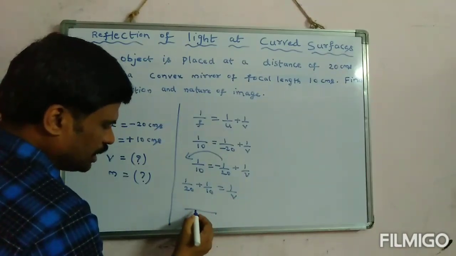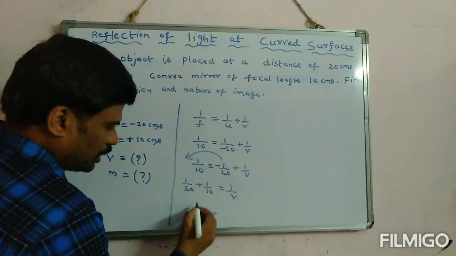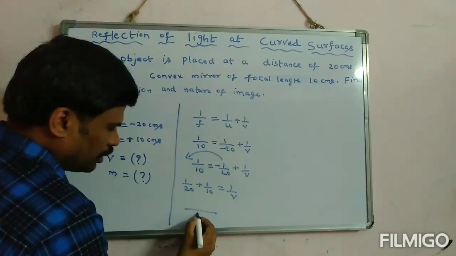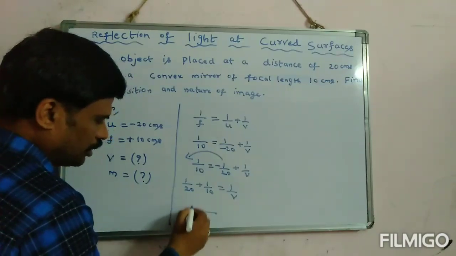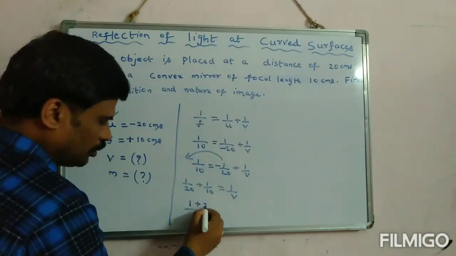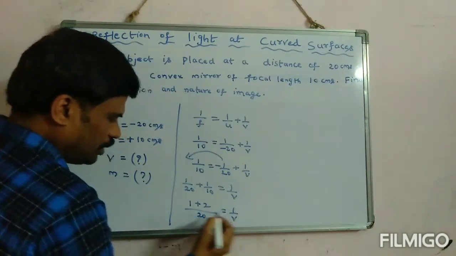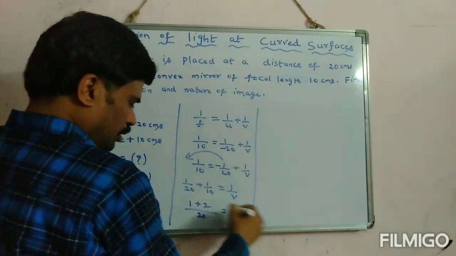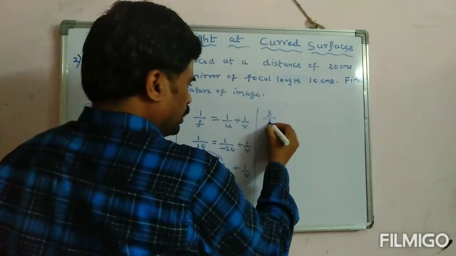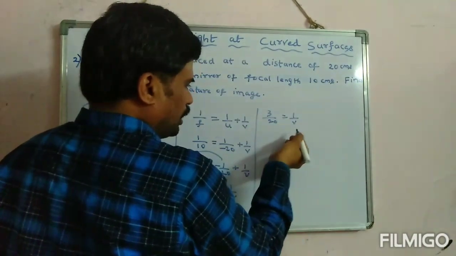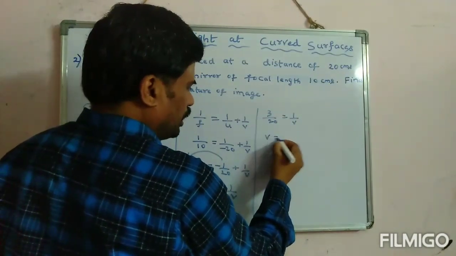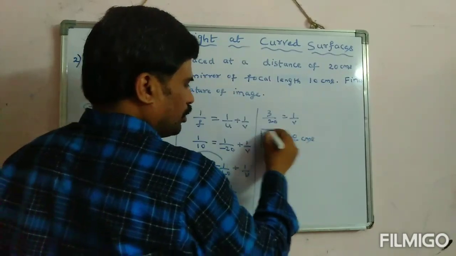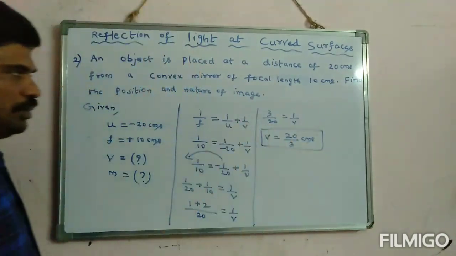If you take the LCM, it is 20. 20 ones are 20, 10 twos are 20, that is 1/v. And what are you getting now? That is 3/20 = 1/v. If you reverse it, you will get v = 20/3 centimeters. So I got the position of the image.